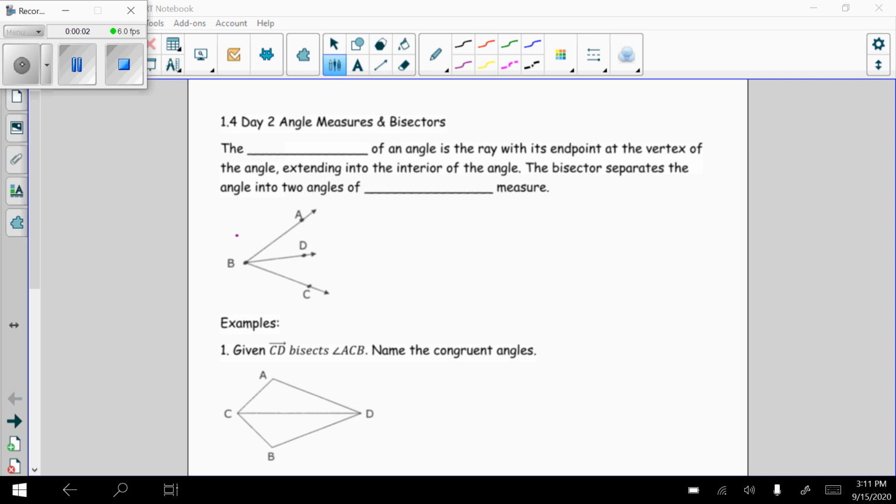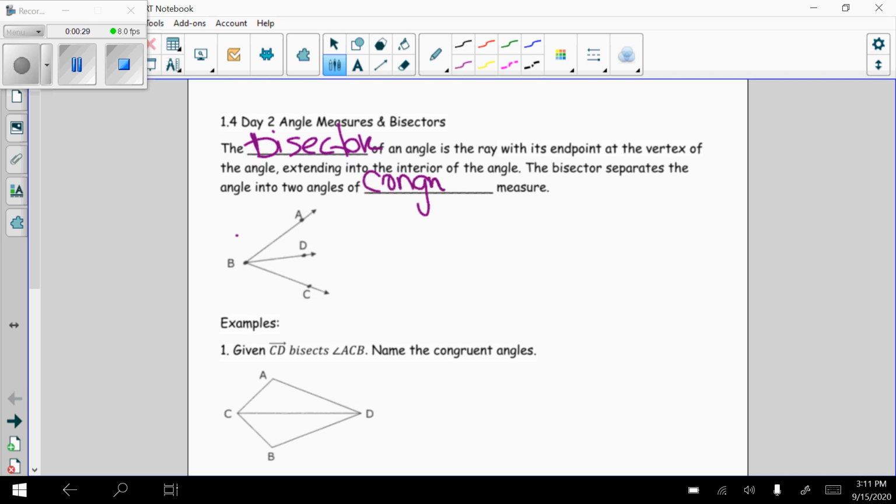So today we're looking at section 1.4, day 2, angle measures and bisectors. Let's start out with some vocabulary. The bisector of an angle. So the bisector of an angle is the ray with its endpoint at the vertex of the angle extending into the interior of the angle. The bisector separates the angle into two angles of congruent measure.